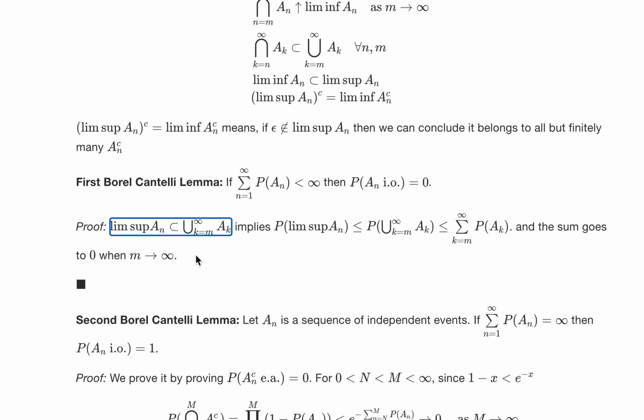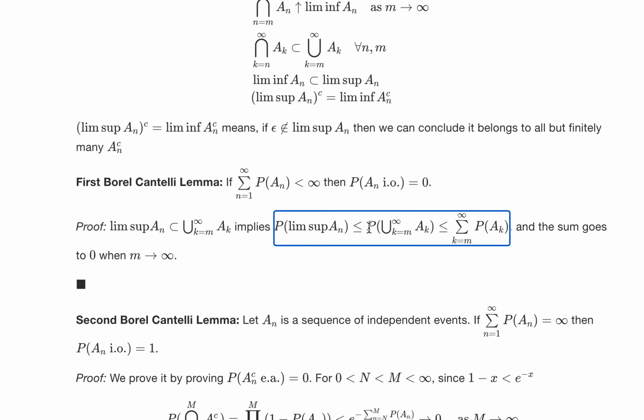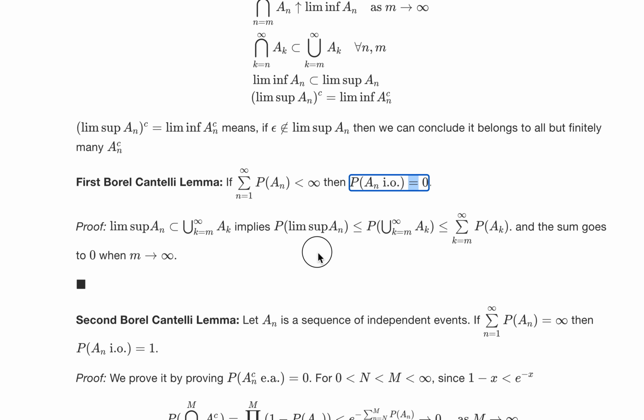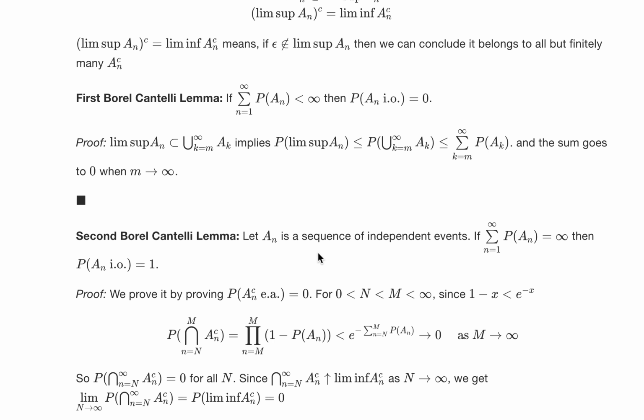So the proof is easy. Limsup of A_n is included in the union of A_k from m to infinity, which implies that the probability of limsup of A_n is less than or equal to the probability of the union of A_k from m to infinity, and that is less than or equal to the summation of P(A_k) from m to infinity. The summation goes to 0 as m goes to infinity, so the probability of limsup of A_n is 0. That's the first Borel-Cantelli lemma.